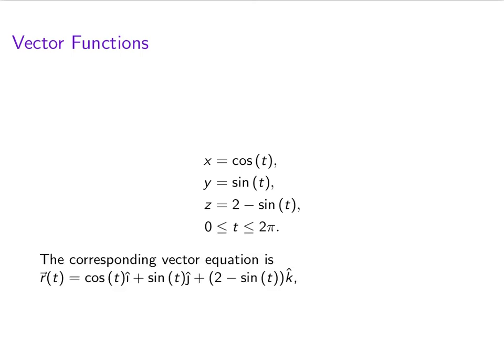If you like, you can write down a vector equation. So once you have parametric equations, it's easy to write down vector equations. And in this case also, we're going to have t going from 0 to 2 pi. Okay, that's all for now.